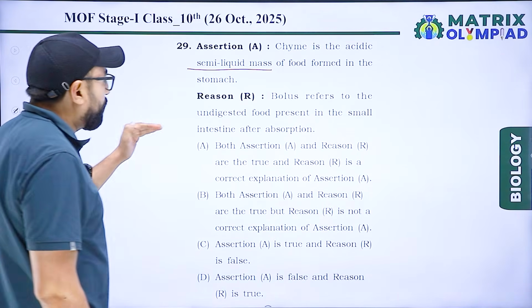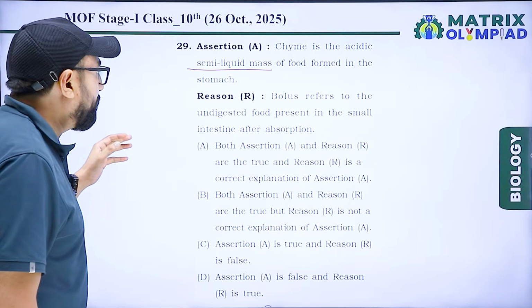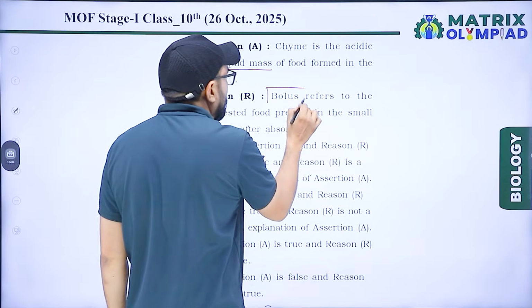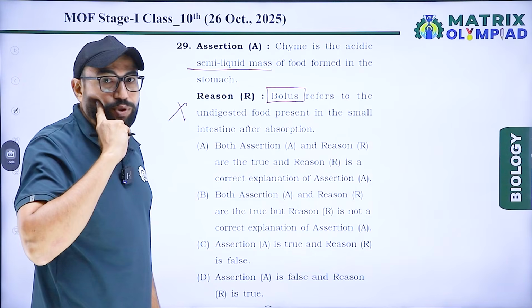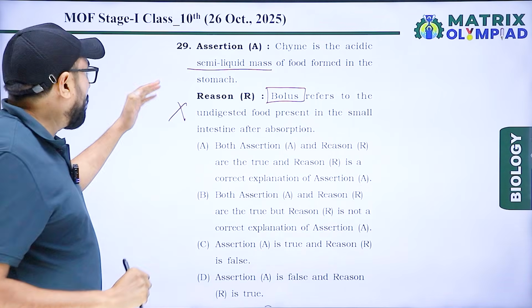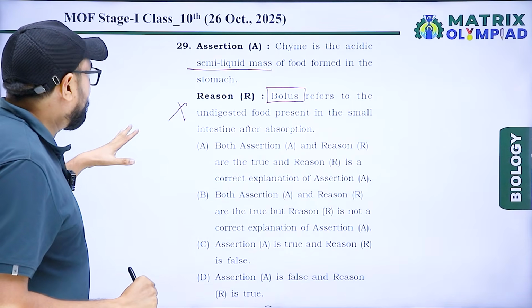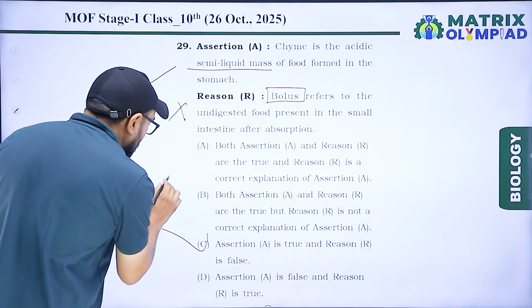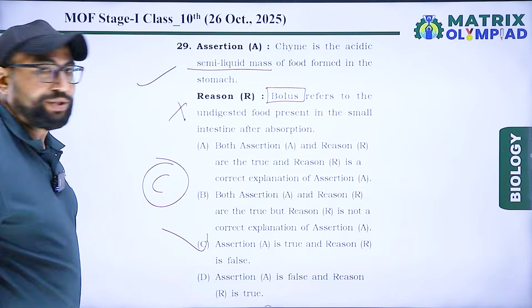Bolus refers to the undigested food present in the small intestine. That is wrong, because bolus is present in mouth. So, according to assertion and reason, assertion is right, reason is wrong. So, option C is right for this question.